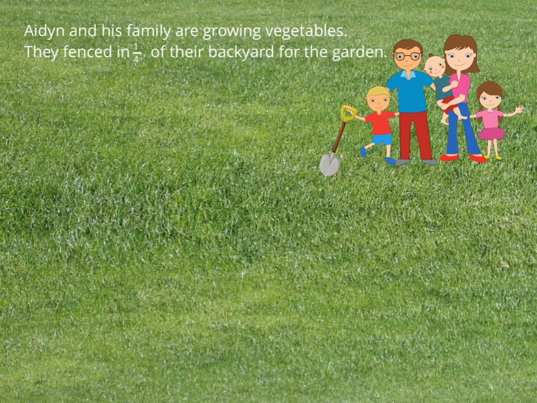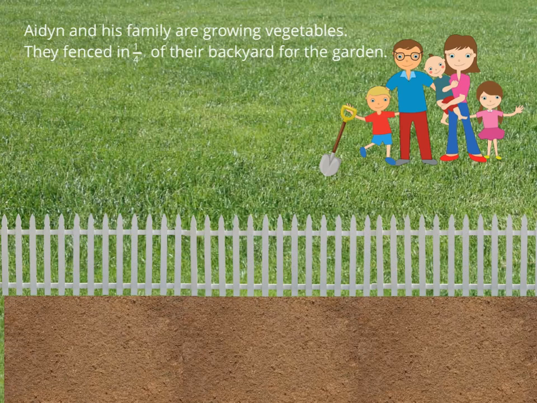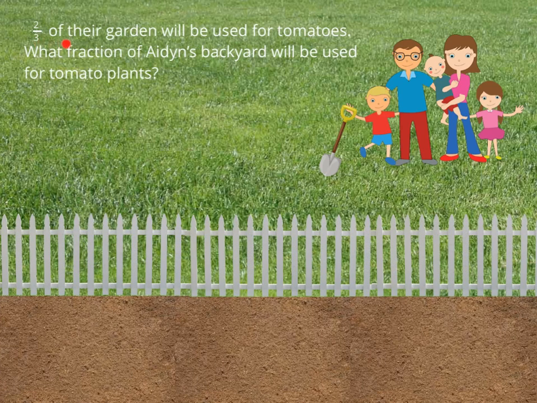Aiden and his family are growing vegetables. They fenced in a fourth of their backyard for the garden. Two-thirds of their garden will be used for tomatoes. What fraction of Aiden's backyard will be used for tomato plants?